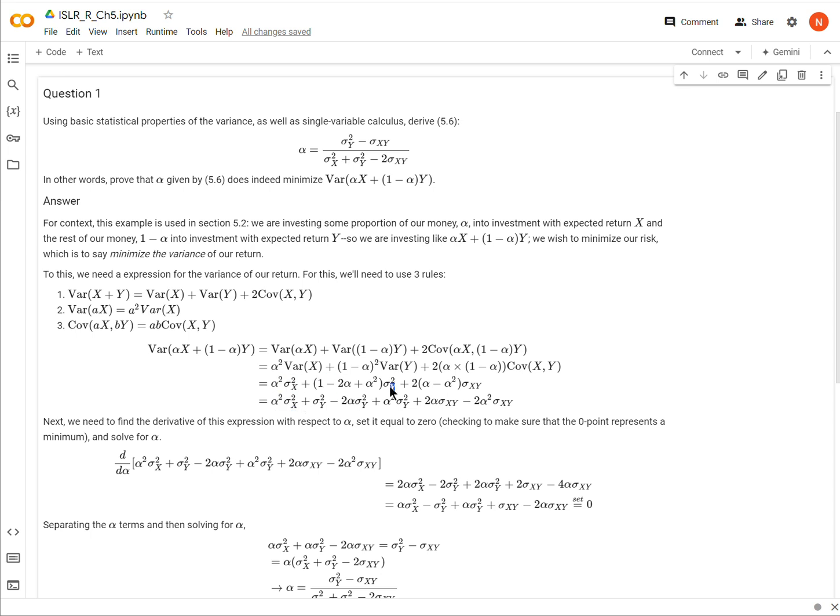1 times the variance of y is the variance of y. Negative 2 alpha times the variance of y is negative 2 alpha variance of y. Alpha squared variance of y is alpha squared variance of y. Okay. And again, I'm just going to do something similar here where I'm multiplying 2 alpha through here and 2 negative alpha squared here. Okay. So this is our final expression for the variance of our expected return.